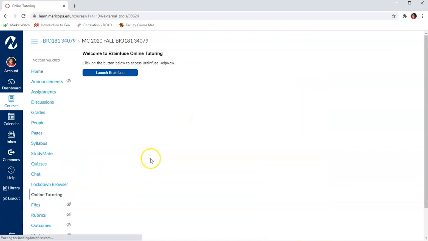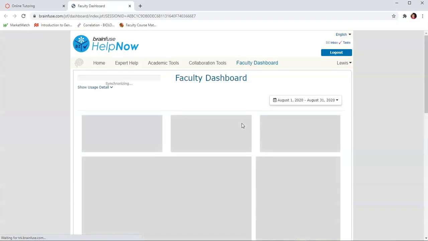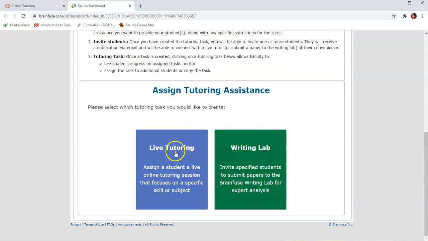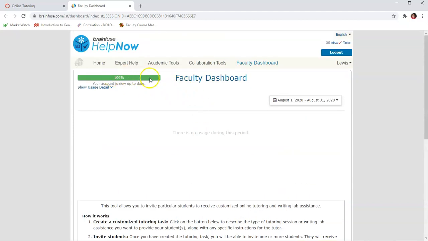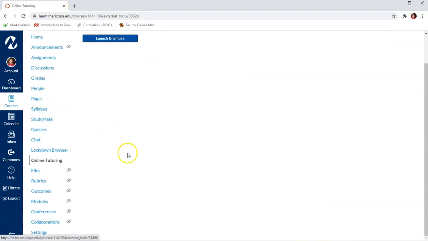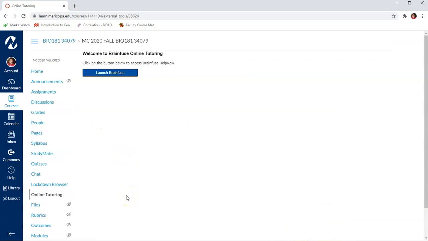Here's another link for online tutoring. So there's a thing called BrainFuse that you can use. It's going to give me a different dashboard than you, but you can get live tutoring. There's different classes, and some of the tutors are unavailable. They're actually pretty good. I've tested this out, so I would be pretty confident in any answers that they would give you guys. Okay, so that pretty much covers everything.